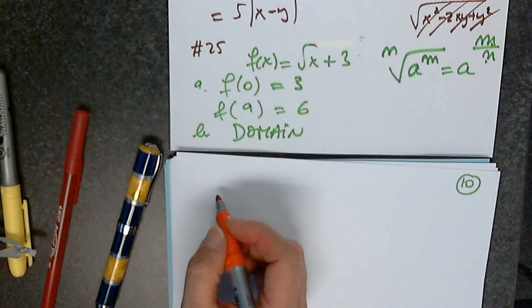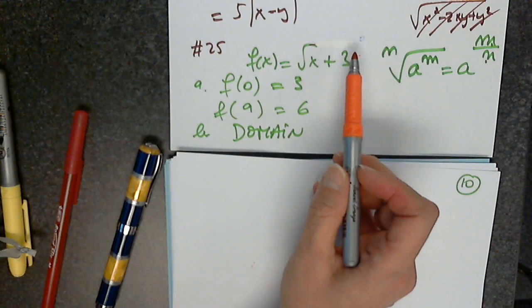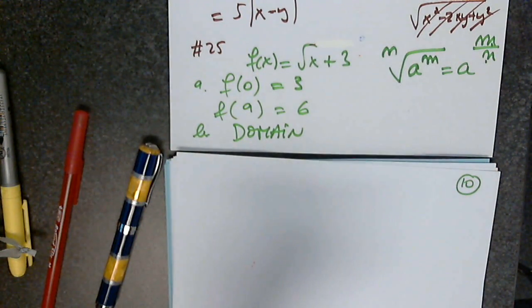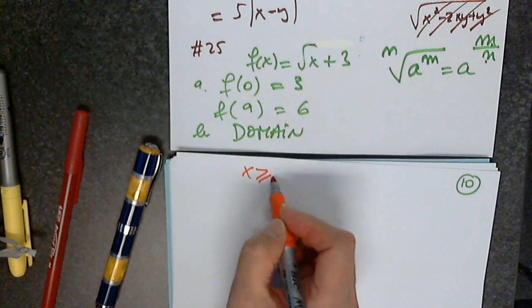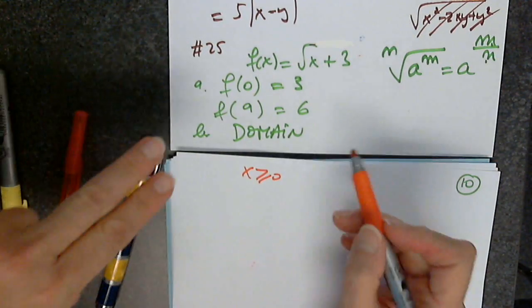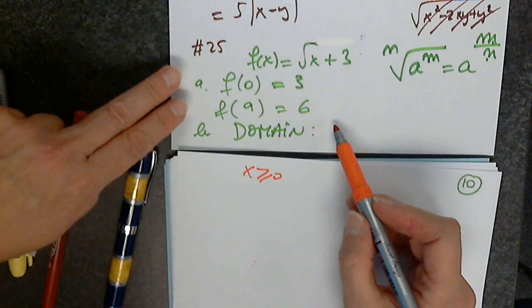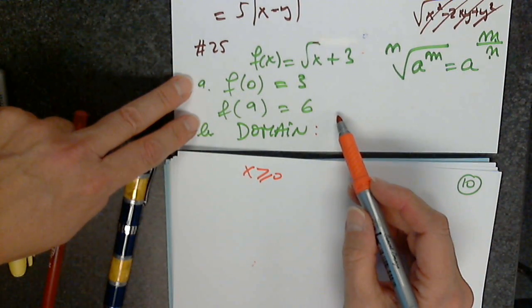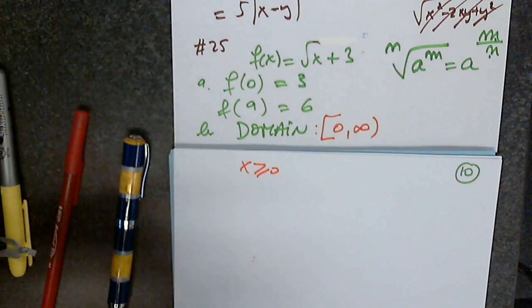Square root of x plus 3. If I said that the square root of x plus 3 would have been correct, then what do I have under the square root? X, so x is greater than... Exactly. So that is the domain of this function. How do I write it? Correct. Good.